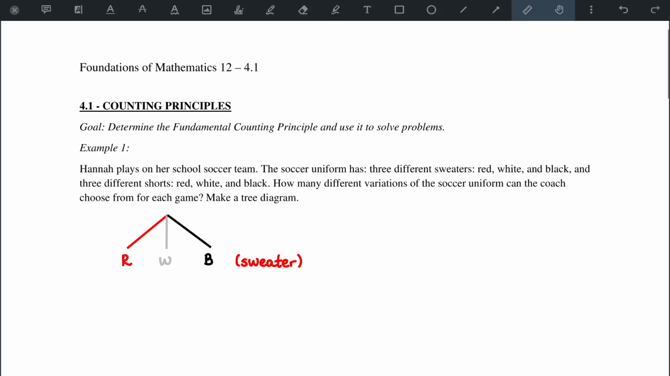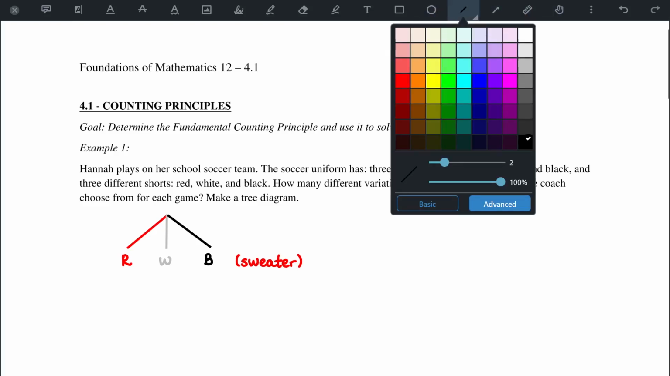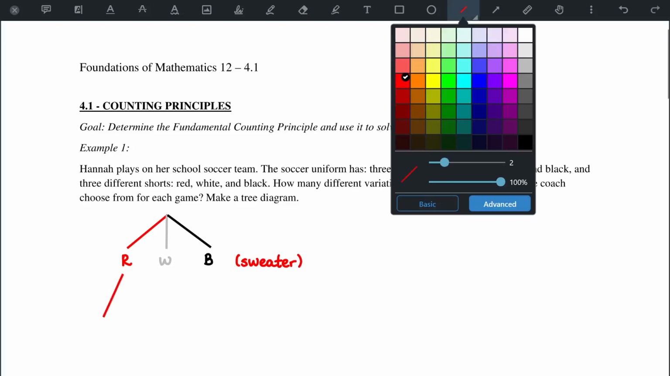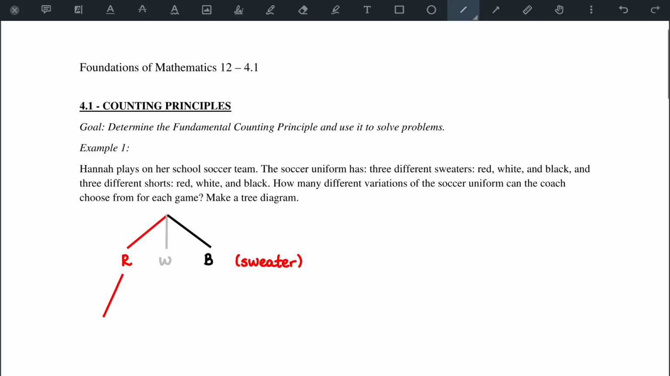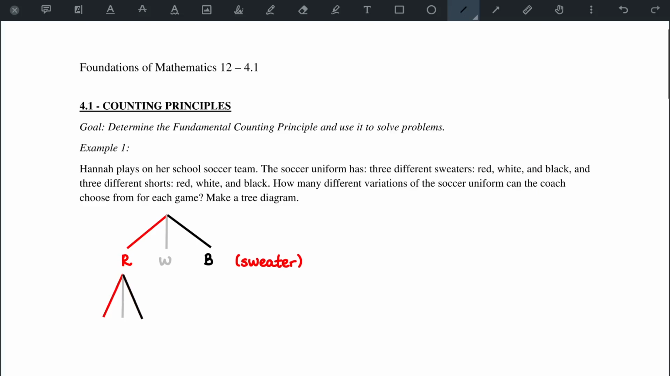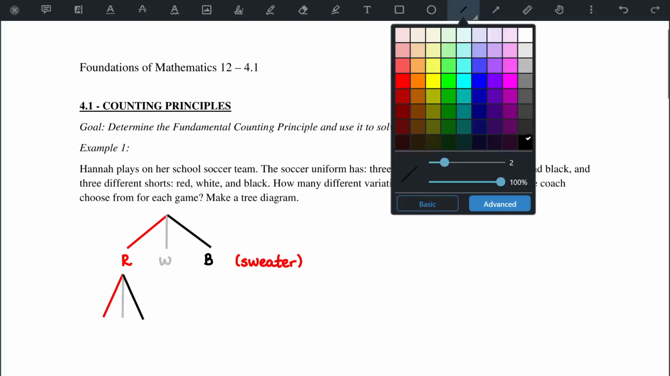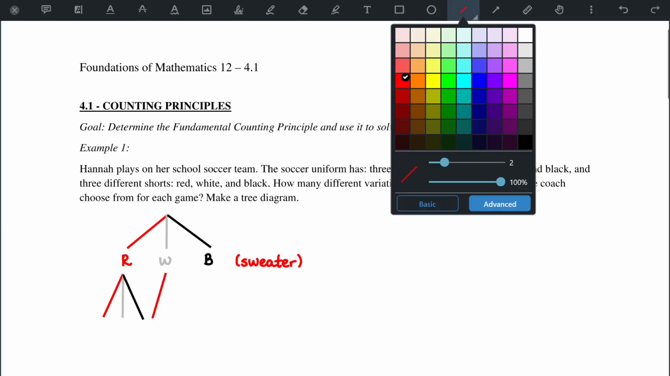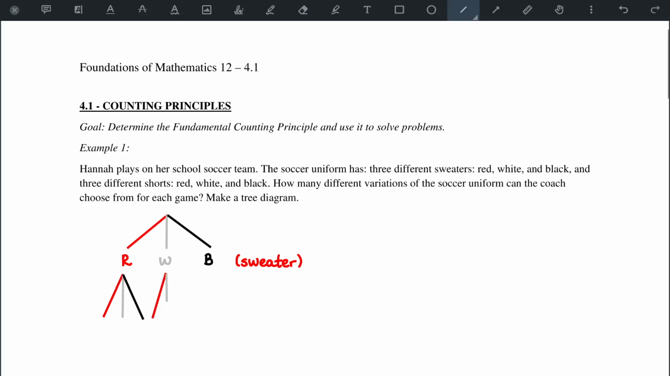And then for the second part, we have the same 3 branches for the shorts. So red sweater, red shorts, that's one of the possibilities. And we also have red sweater, white shorts. And of course, red sweater, black shorts. And that is the same for all 3 different sweaters. So we can draw the same 3 branches for red, white, and black. So go ahead and do that here.